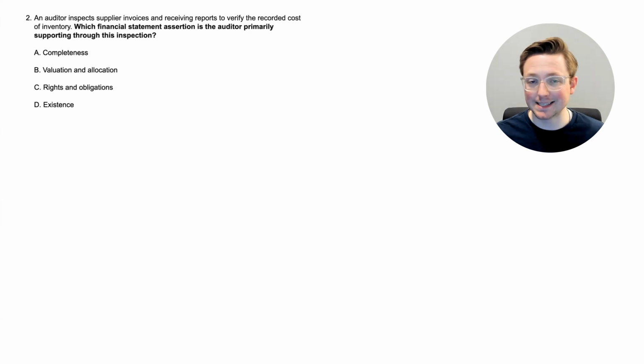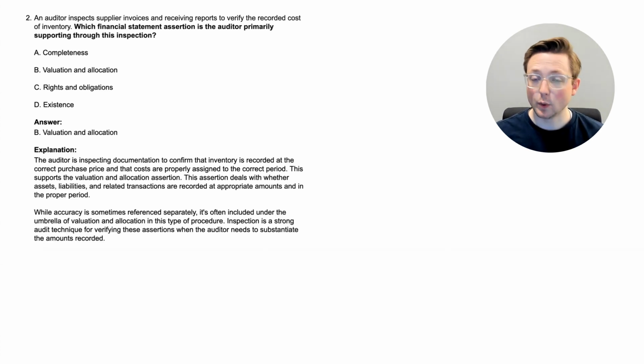Or option D, existence. So we talked about existence and completeness in the previous question. Could this be also trying to do that assertion, or is it something different? If you know what inspection is about, then you might know the answer. If not, that's okay. We're going to look at the answer together right now. All right, here we are. The answer is B, valuation and allocation. That is the assertion that they're probably trying to support with this inspection.